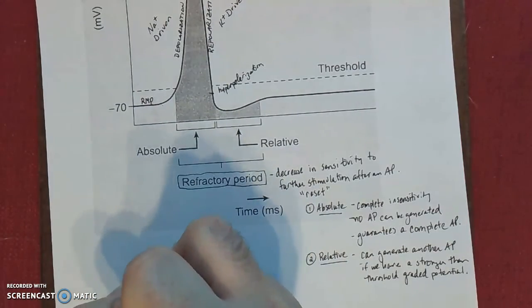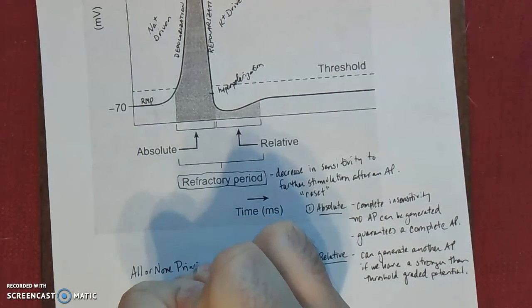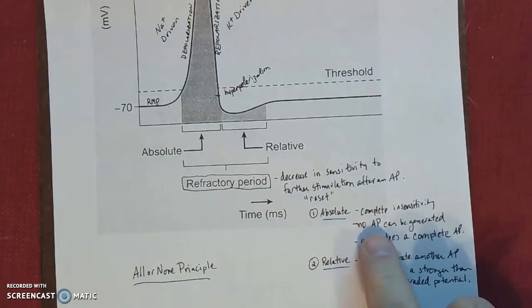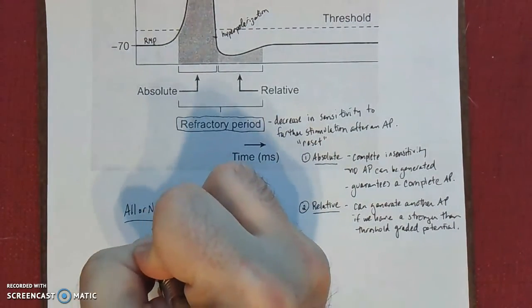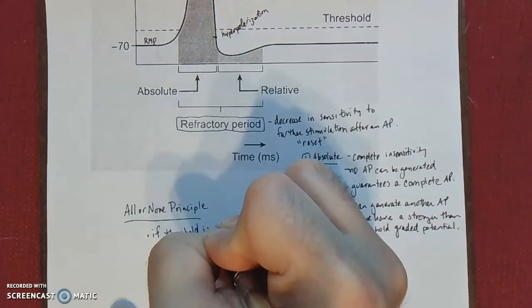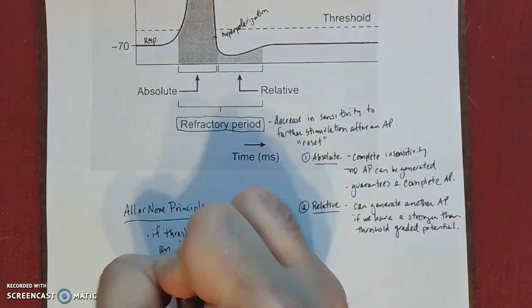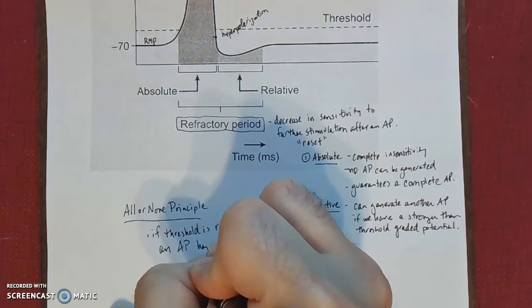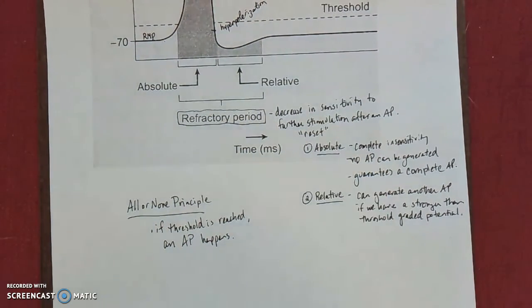So just to reiterate the all or none principle, because it applies here, it's due to the absolute refractory period. And it basically states if threshold is reached, an action potential happens. There's nothing to stop it. It happens, and it's going to be complete because of the absolute refractory period.